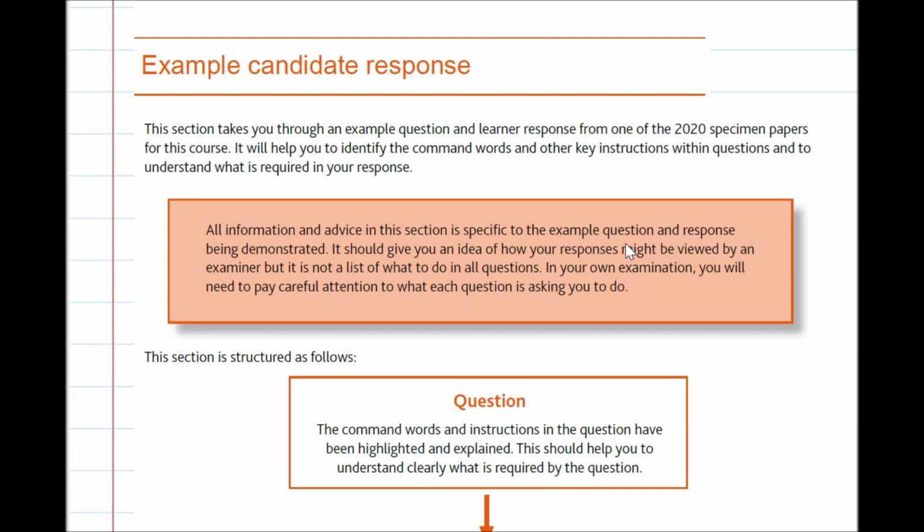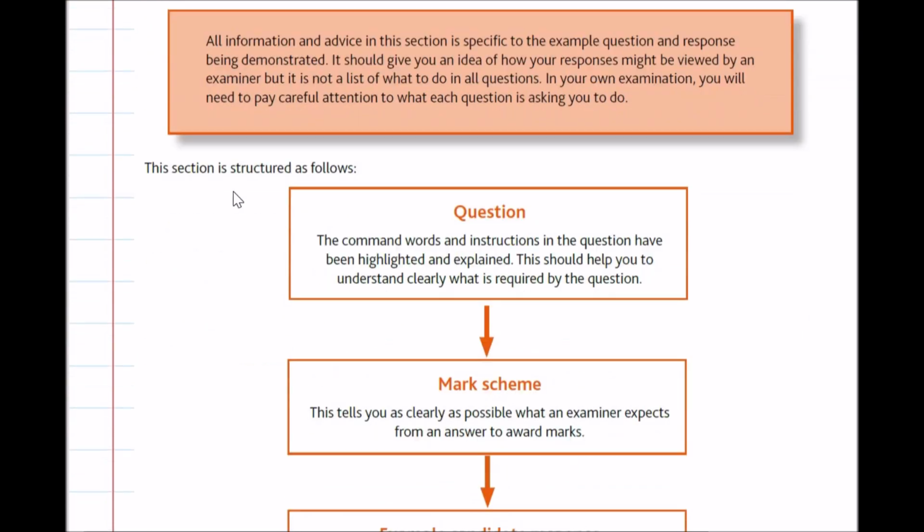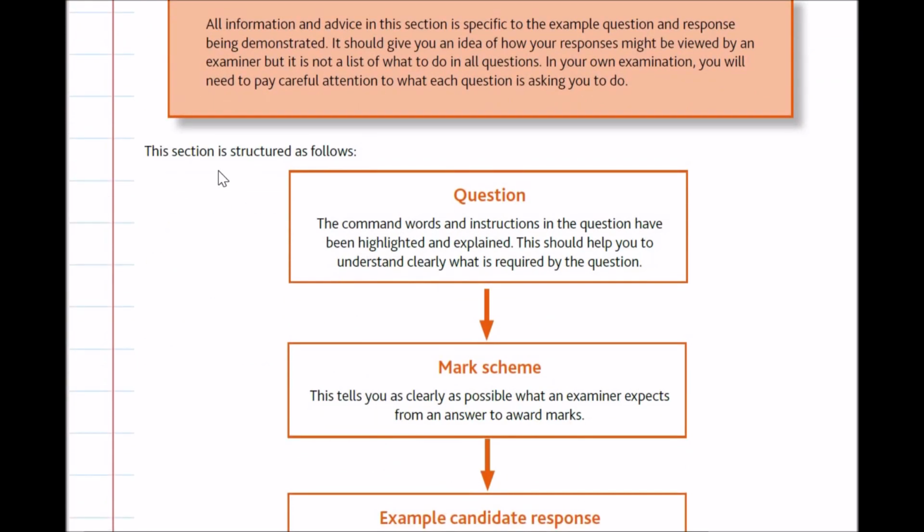All information and advice in this section is specific to the example question and response being demonstrated. It should give you an idea of how your responses might be viewed by an examiner, but it is not a list of what to do in all questions. This is just an example. In your own examination, you will need to pay careful attention to what each question is asking you to do. So let us see the section structure as follows.